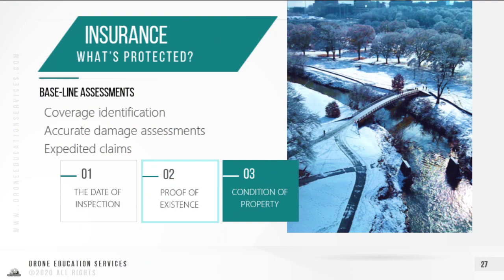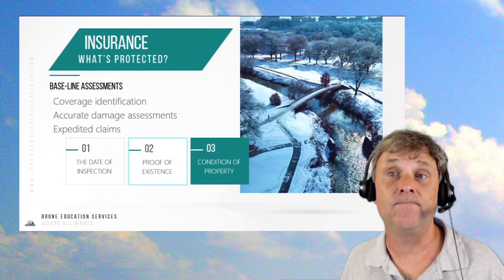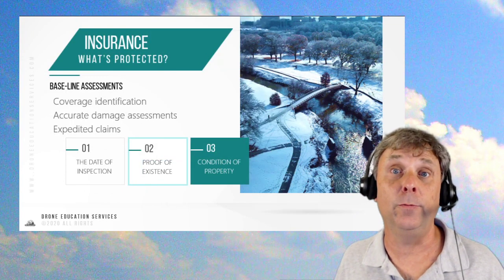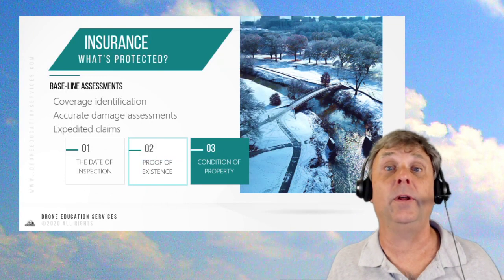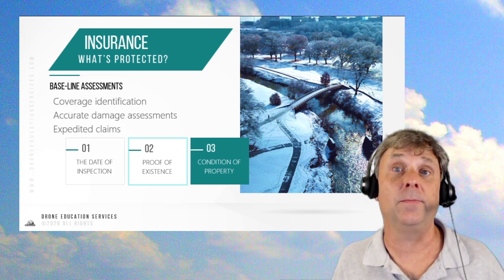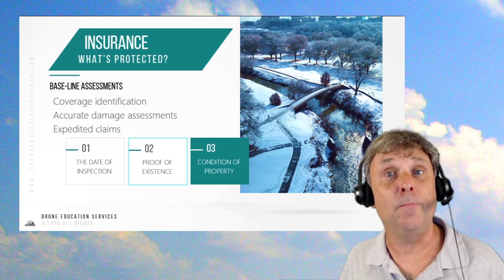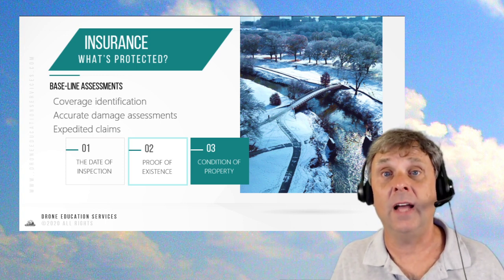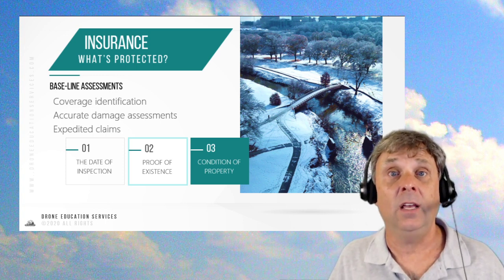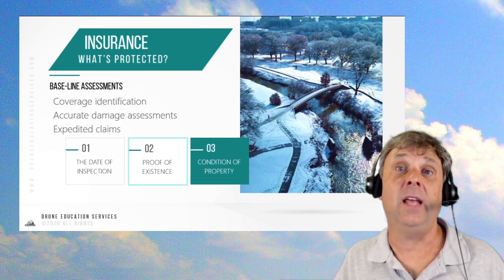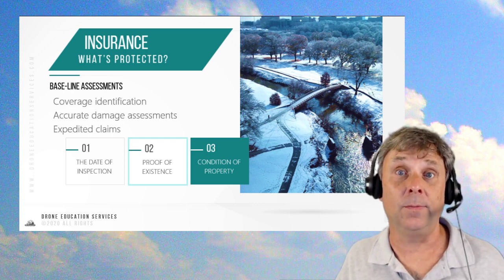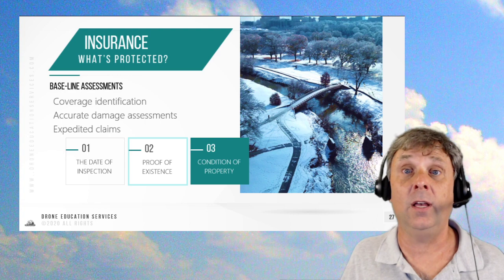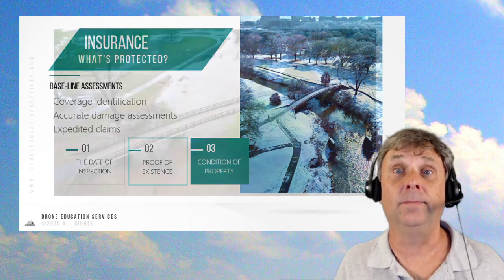Insurance. What's covered? Well, insurance is concerned with three things: the date of inspection, the existence of the improvements, and then the condition of the property or the condition of the improvements. That is a baseline assessment, which helps them identify coverage. And if there's any damage, it can expedite damage claims, which means your assessments are expedited.